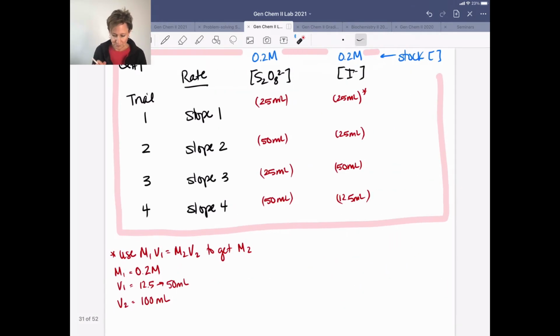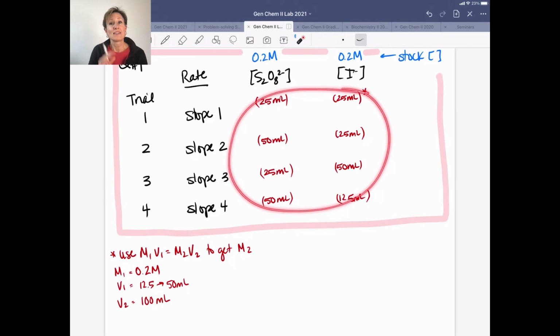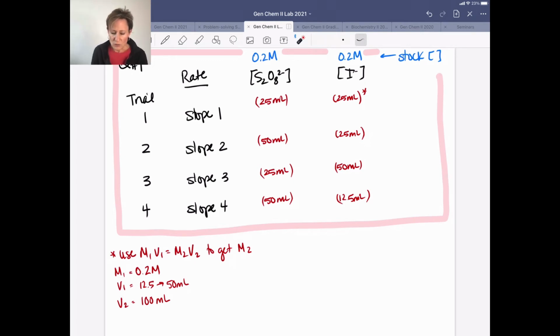Okay, so we do know the stock concentrations that we had for each of these reactants that we're interested in. And we know the volumes that we used. So again, highlighting these are different volumes than you guys used in your lab. This is data from a previous year, but it still illustrates the point of how to do these calculations. So if you know the concentration of stock that you had, and you know the volume that you took of that stock, we can use our M1V1 calculation to figure out what the concentration of that diluted solution is.